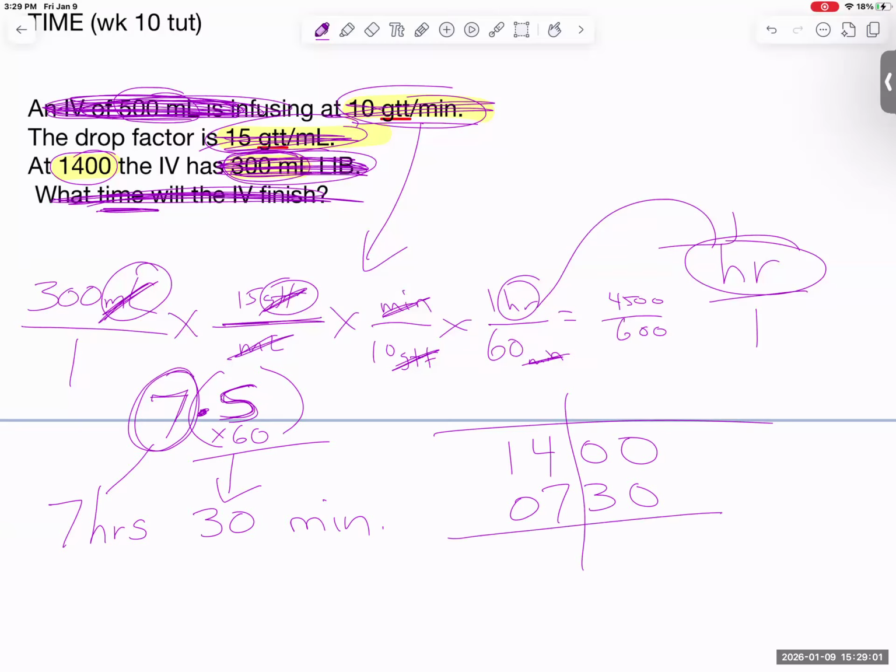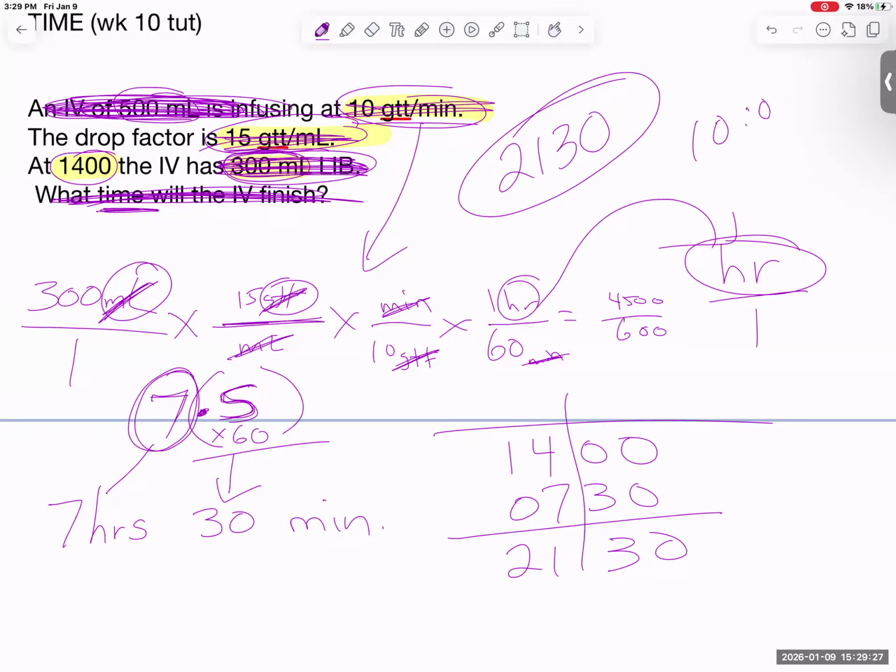So I'm going to go back in that room because the IV will finish at 21:30. So how do you write military time? 21:30. No decimals, no colons, no AM, no PM. That's why we use military time for passing meds. Because if it's 21:30, there's no confusion. If somebody just wrote the time, is that AM? Is that PM? So we always solve for military time. Have I blown your mind?